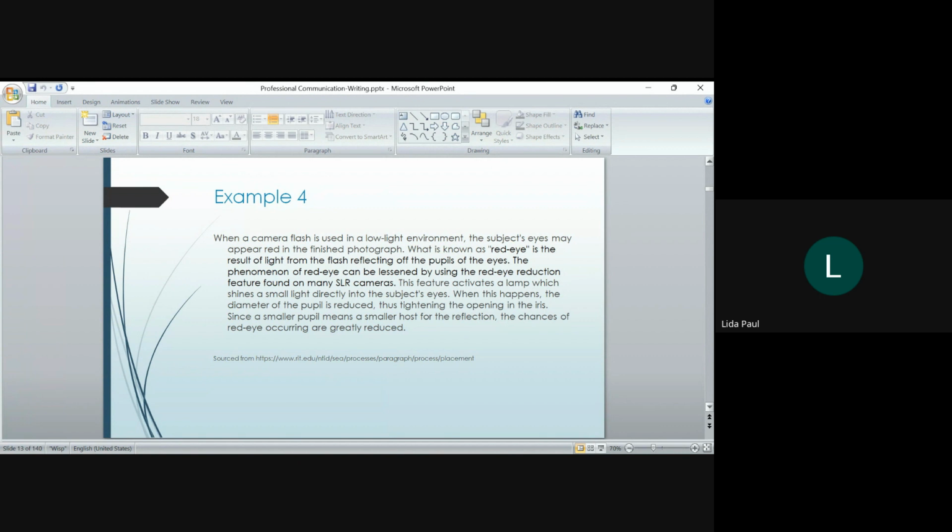Okay. So, a short paragraph, an easier one also. Can you tell me which one out of all these 1, 2, 3, 4, 5, 6 sentences would become your topic sentence? What is the paragraph about? The phenomenon of red eye. The phenomenon of red eye is your topic, and the controlling idea is that it can be lessened by using the red eye reduction feature found on SLR cameras. So this is what your topic sentence is. That particular sentence becomes your topic sentence. The rest of the sentences are all tied to it in order to help you understand the topic, right?